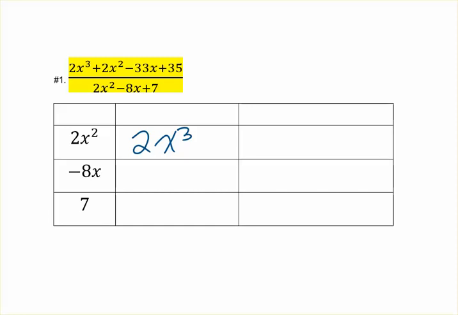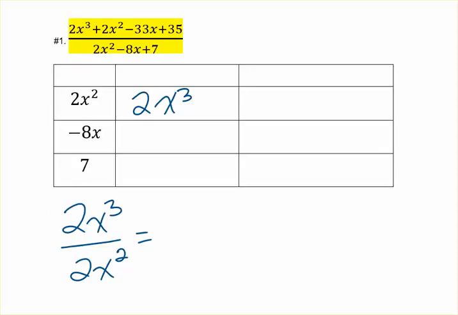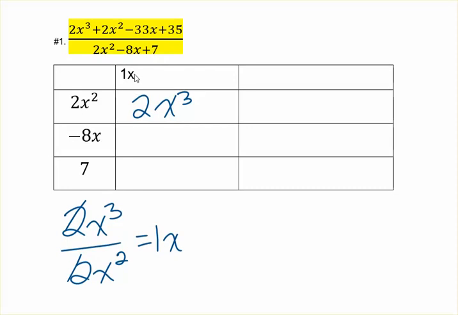You might be able to do this in your head, or you might need to write it down as a division problem. So I need 2x cubed divided by 2x squared. Well, those 2's cancel out. x cubed divided by x squared, well, that's just 1x. So across the top, I'm going to put 1x in that column header. 1x is going to be the first term of my answer.